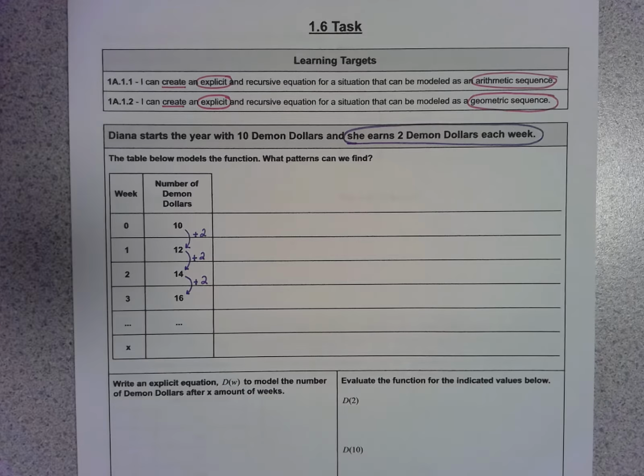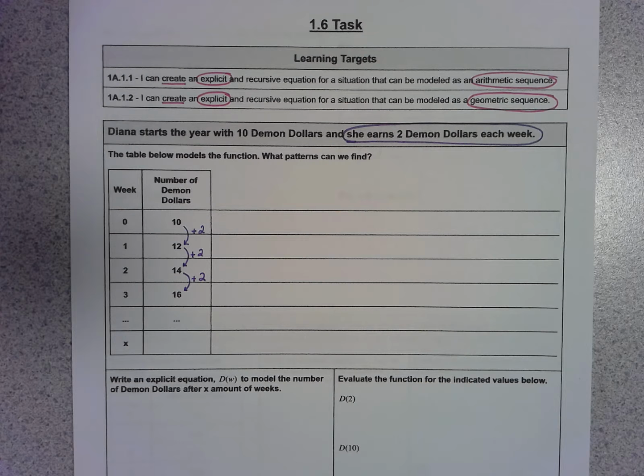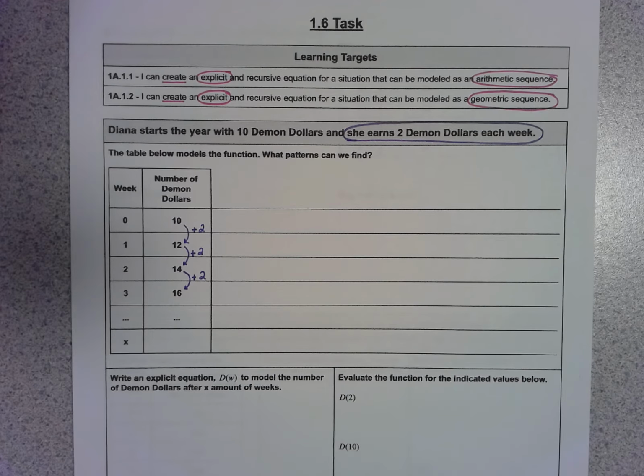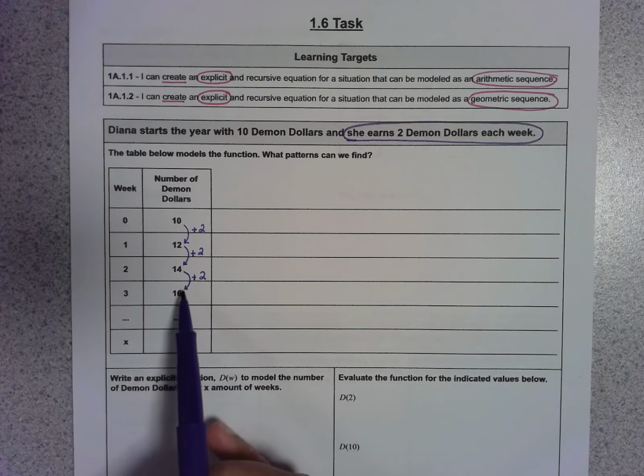Now, our goal for today is going to be writing an equation that will allow us to figure out the number of demon dollars for whatever week we want. You'll notice that this last box has an X. If we were to let X represent the week number, could we figure out by calculating using an equation the number of demon dollars that she would have? In order to do that, we need to do a little bit of detective work and look deeper at the patterns in this table.